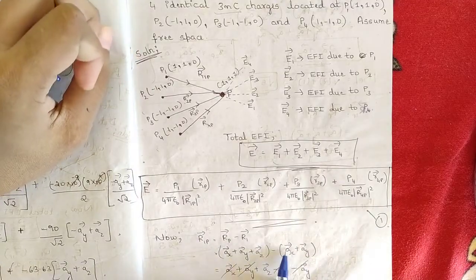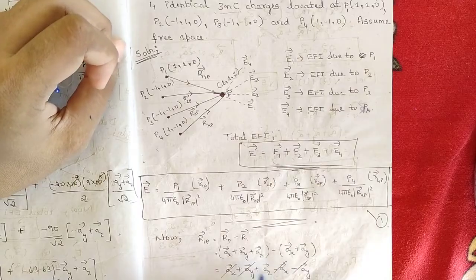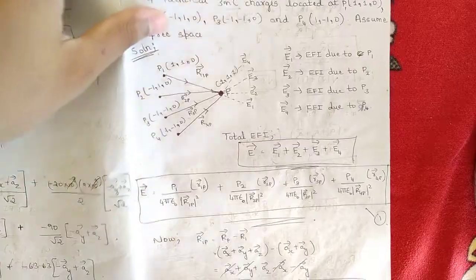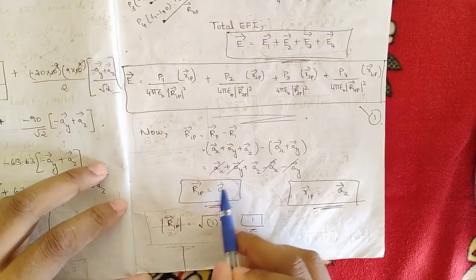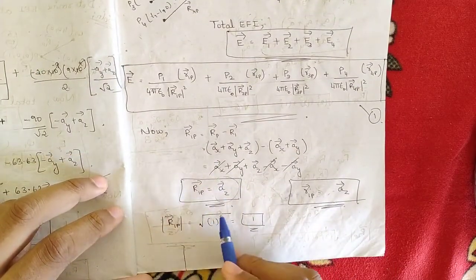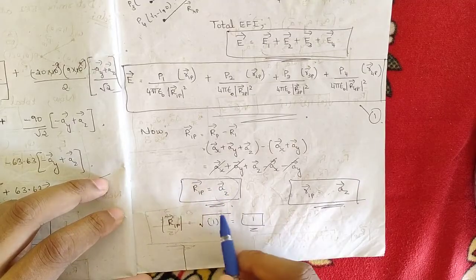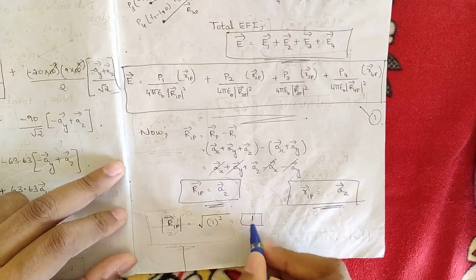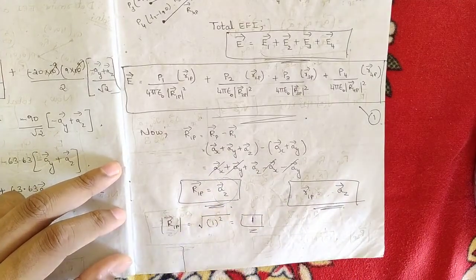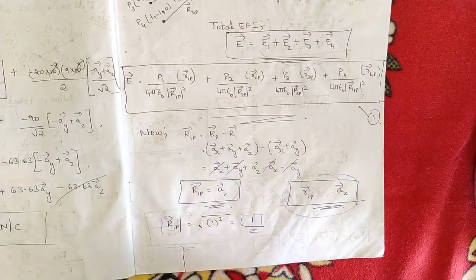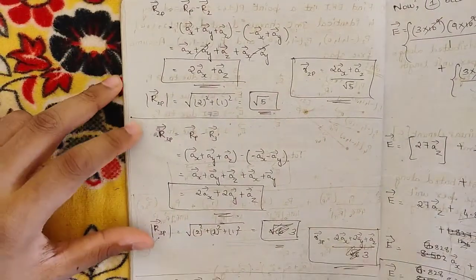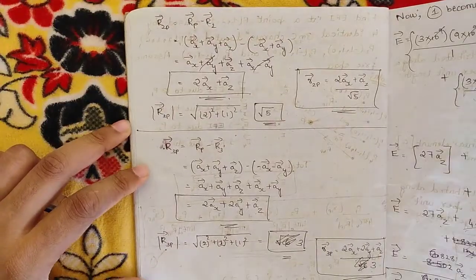So Ax minus Ax gets cancelled, Ay minus Ay also gets cancelled. So we are left with only Az. So R1p is Az, and we take its magnitude, that is the square root of the coefficients squared, square root of 1 squared, that is 1 itself. So unit vector R1p is Az divided by 1, that is again Az. So this is the unit vector R1p. Similarly find R2p, R3p as well as R4p. I'll show it here.